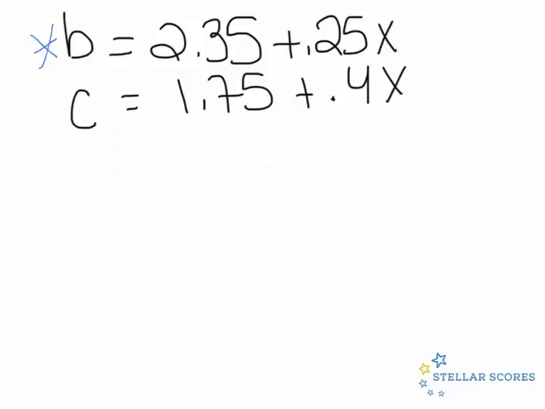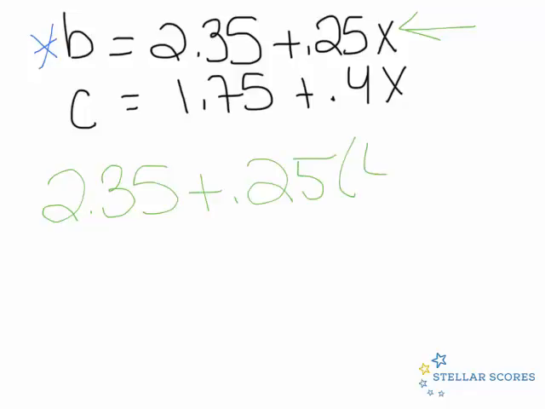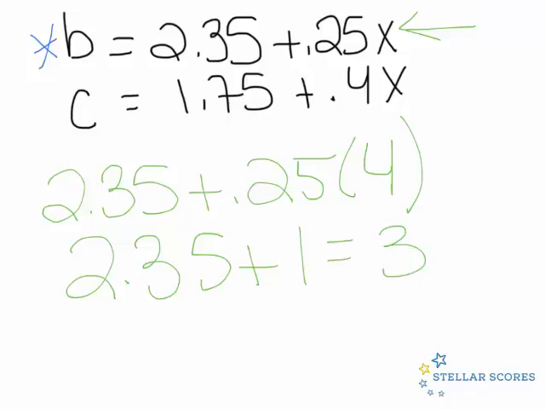So I'm going to substitute that into this equation here to get what the price of beef was. So 2.35 plus 0.25 times what we decided x was, which was 4. So that's 2.35 plus 0.25 times 4. So 4 quarters gives us $1. So 0.25 times 4 is 1. So 2.35 plus 1 is 3.35, and that is choice D.